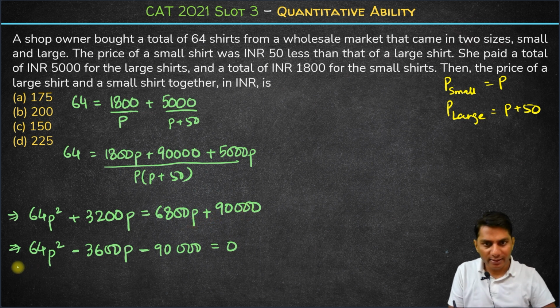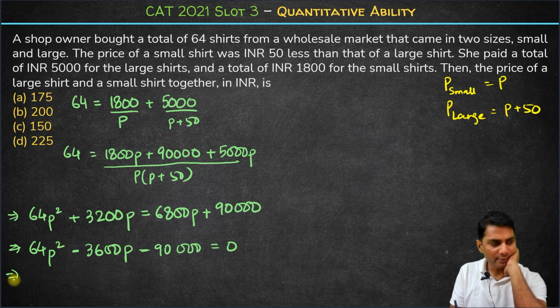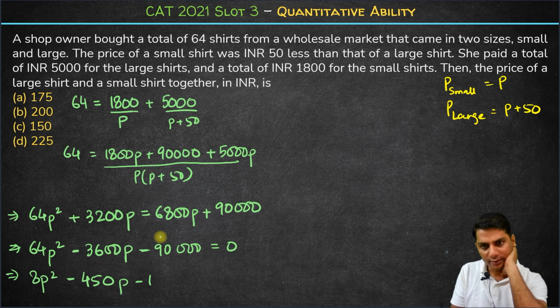Okay. Now we see that we have a factor of 8 common over here. And do we have a factor of 8? Yes. So let's first divide by 8. So this goes by 8, 8P square minus, this goes by 8, we have 450P minus, and this goes by 8, we have 11,250. This is equal to 0.